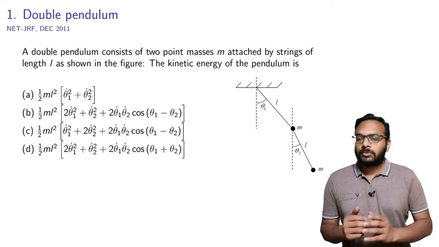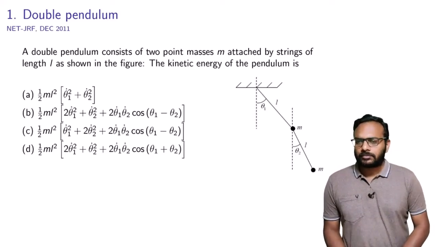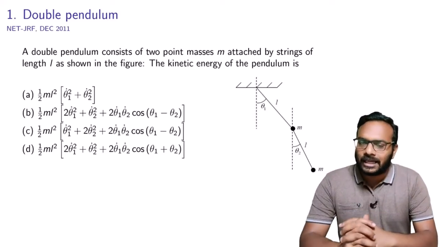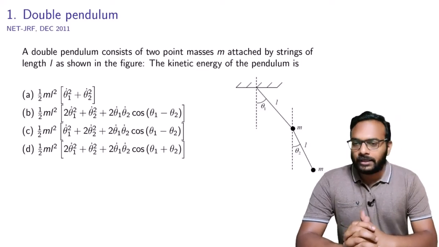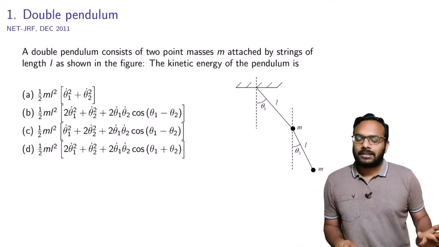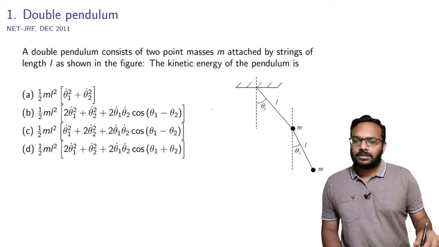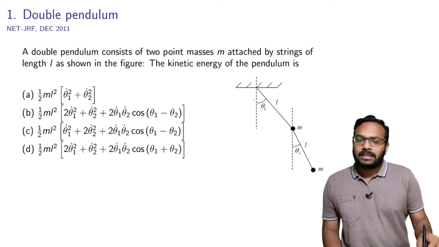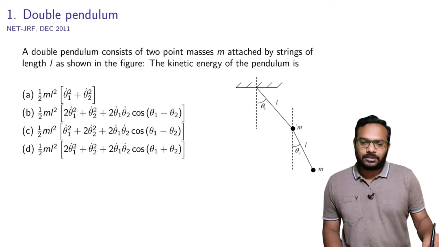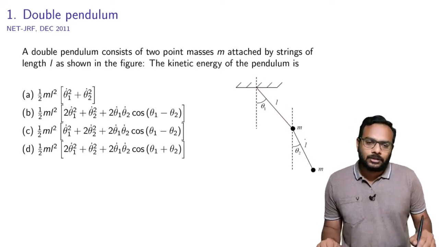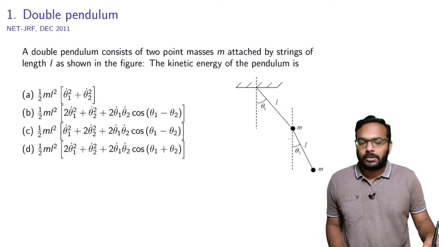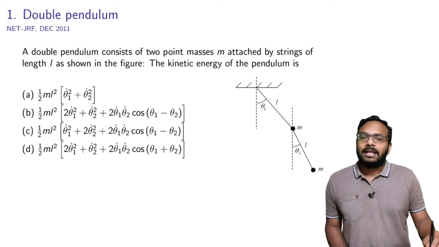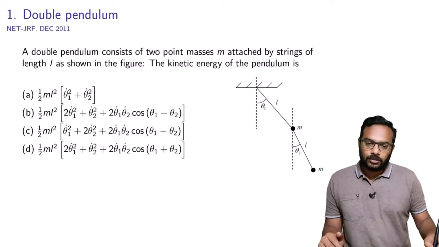Okay? The first problem is of a double pendulum, and this was asked for the NET JRF exam in December 2011. So in this situation, it's a double pendulum. What's a double pendulum? It consists of 2 point masses m. So it's one simple pendulum here and another simple pendulum attached to the bob of the first simple pendulum. That's called a double pendulum.